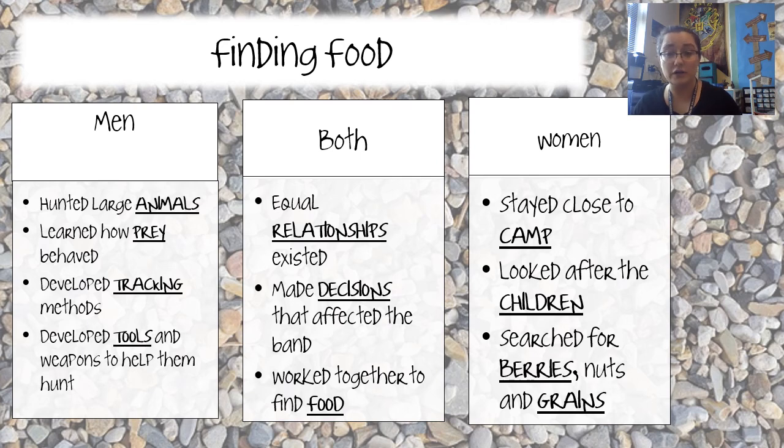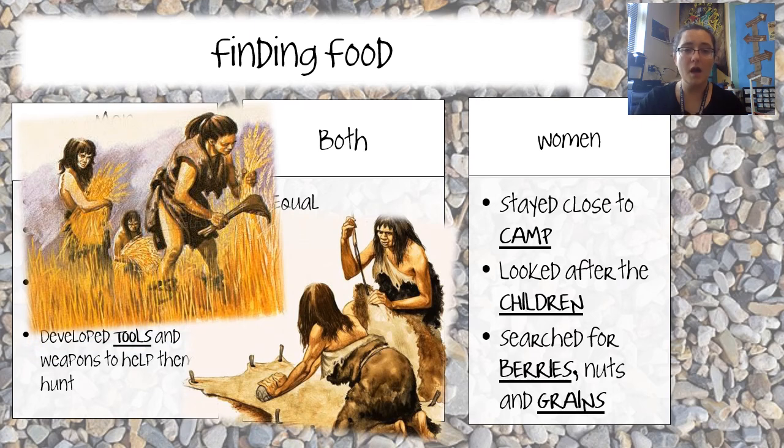Because they had the children, they also were able to kind of help the children get to work and do things like searching for berries, nuts, and grains in the area. The women would also be the ones who would work to process the clothing and make things out of all of the resources that the men were able to hunt from those large game.